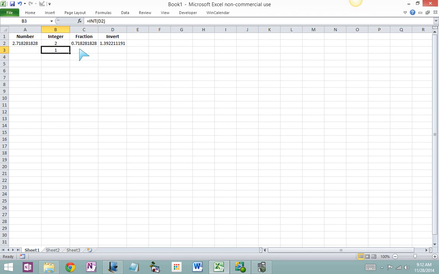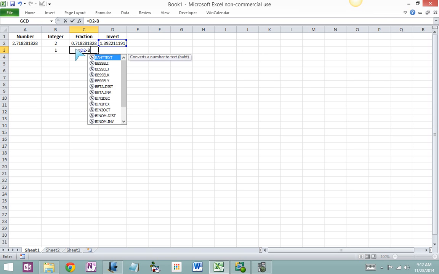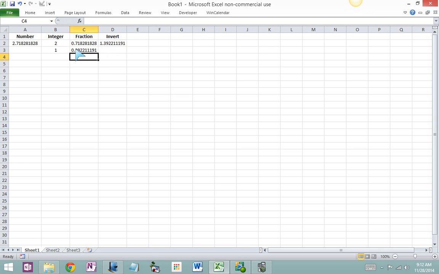And then what we want to do is get the fractional part of this one. And to do that, all we have to do is take D2, the whole thing, minus the integral part, which is B3. So that would equal D2 minus B3. And there we have the fractional part. And the same procedure continues on down from then on.